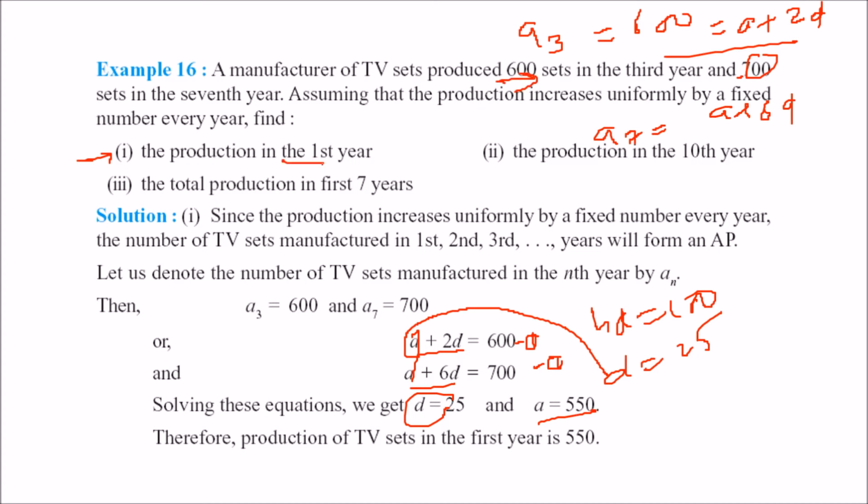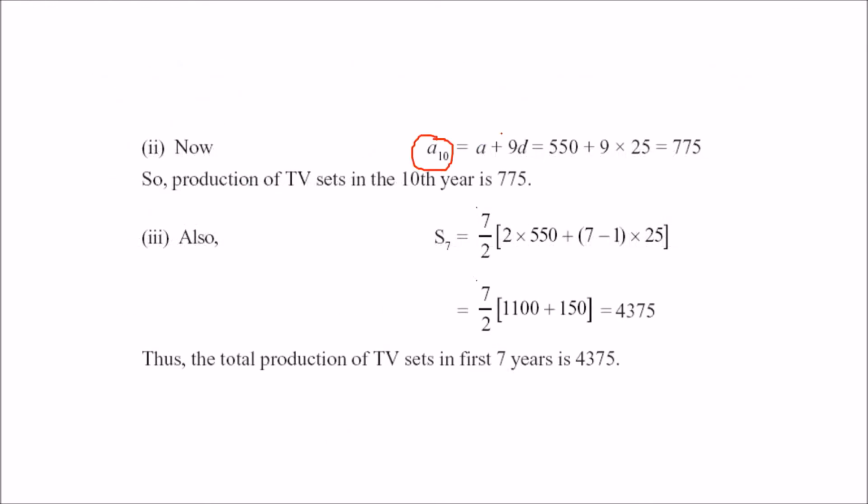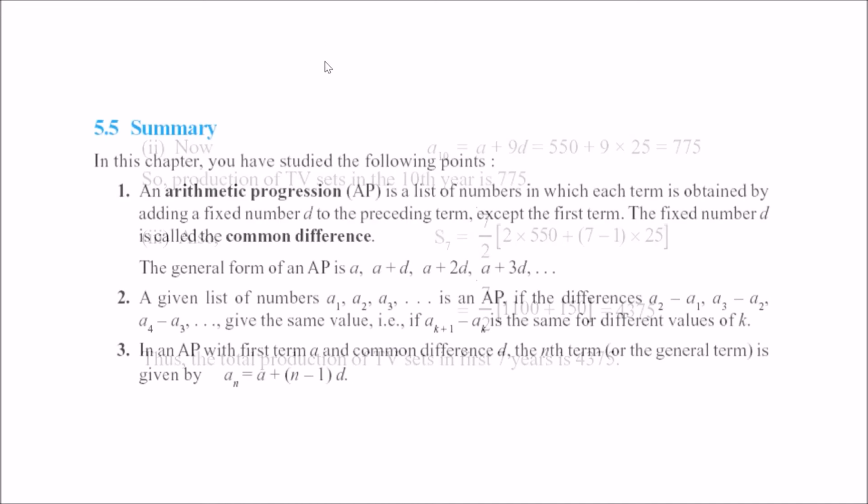Now the production in the first year, the production in the 10th year, and the total production in the first 7 years. So the A10 will be A plus n minus 1 into D, that is 10 minus 1 into D. You know A and D, 775. S7, that is 7 by 2, because first 7 terms, 7 by 2 into 2A plus 7 minus 1 into D, that is 4375. So the total production of TV sets in the first 7 years is 4375.